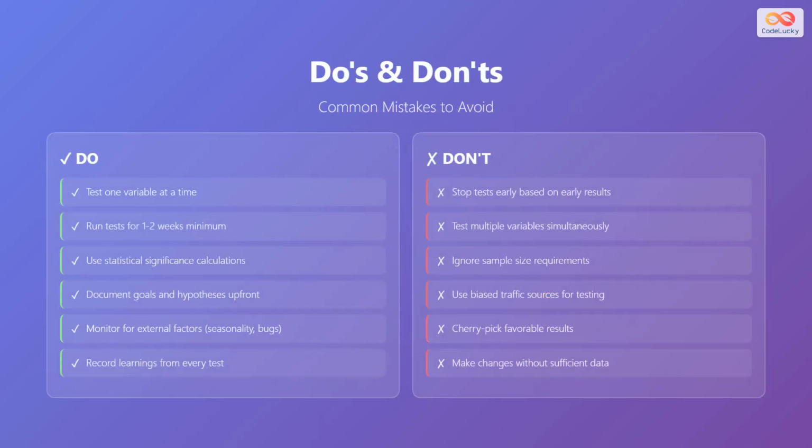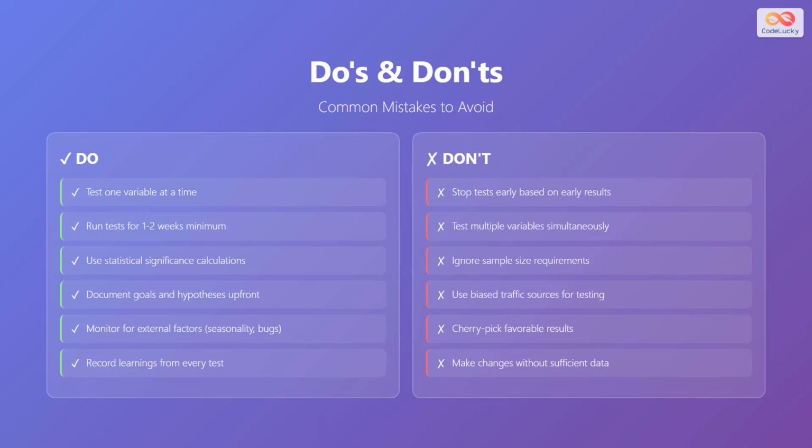Let me share some important do's and don'ts to help you avoid common mistakes. Do test one variable at a time so you know exactly what caused any changes. Do run your tests for at least 1 to 2 weeks minimum. Do use statistical significance calculations to verify your results are real and not due to chance. Do document your goals and hypotheses before you start testing. Do monitor for external factors like seasonality or technical bugs that might affect your results. Do record what you learn from every test, whether it's a success or failure.